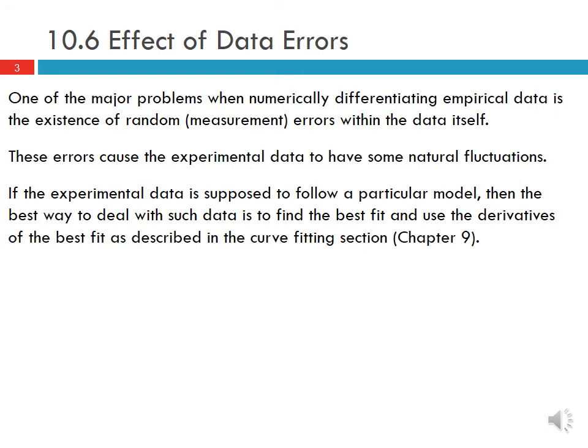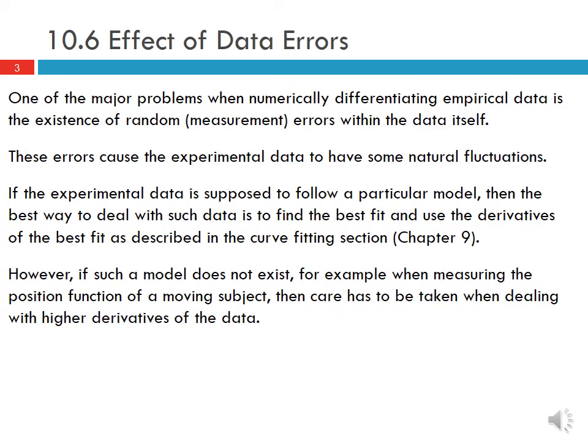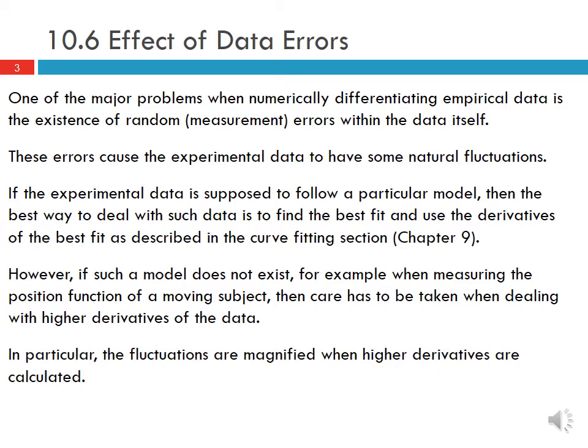If the experimental data is supposed to follow a particular model, then the best way to deal with such data is to find the best fit and use the derivatives of the best fit, as described in the curve fitting section in Chapter 9. However, if such a model does not exist, for example when measuring the position function of a moving subject, then care has to be taken when dealing with higher derivatives of the data. In particular, the fluctuations are magnified when higher derivatives are calculated.